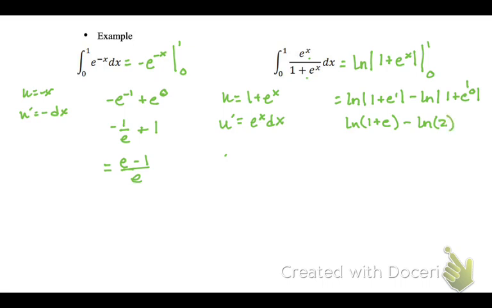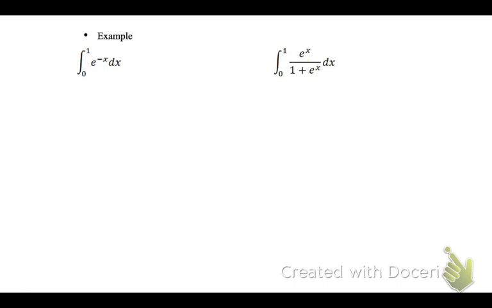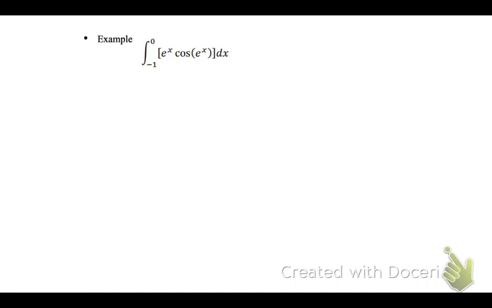And all I got is one more. And it's a trig one just for you, Cal. Am I good? Yeah. Okay. So I have the integral from negative 1 to 0 of e to the x cosine of e to the x.